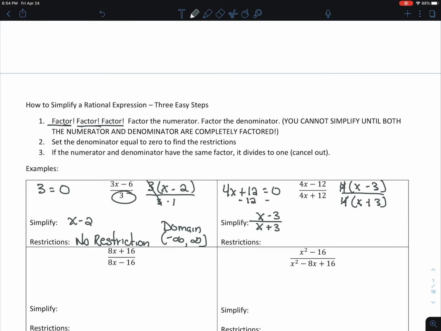So I get negative 12, 4x is equal to negative 12. X is equal to negative 3. So the way I write that is that x cannot equal negative 3. Because if x is equal to negative 3, that makes the denominator 0, and we can't have a denominator of 0. That's why we have to factor that out.